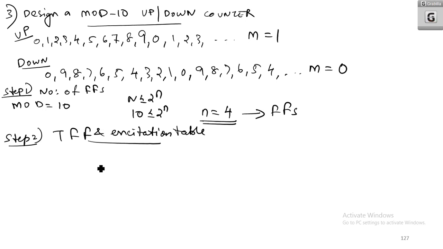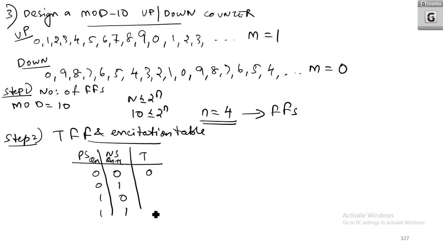In T flip-flop, if you are taking the excitation table, it will be like this: present state, next state. Here I am having Qn plus 1. What is the value of T? 0 0 0 1 1 0 1 1. Here T is 0, here T is 0. In these two cases, T is equal to 1, because next state is equal to complement of present state. When next state is equal to complement of present state, the value of T is equal to 1, and when present state is equal to next state, the value of T is equal to 0.